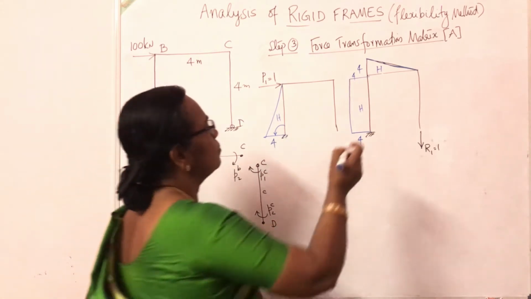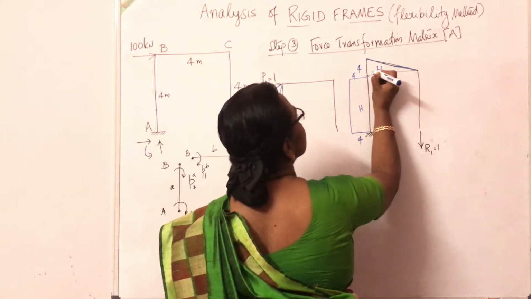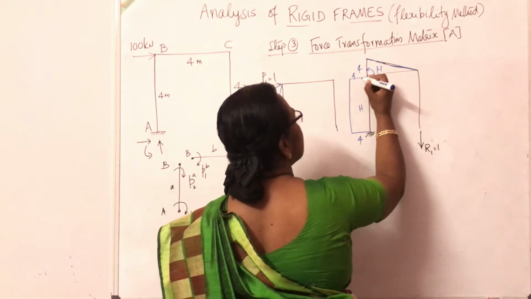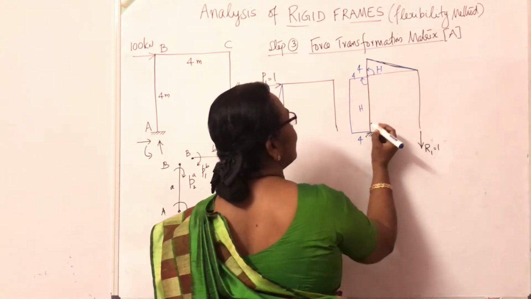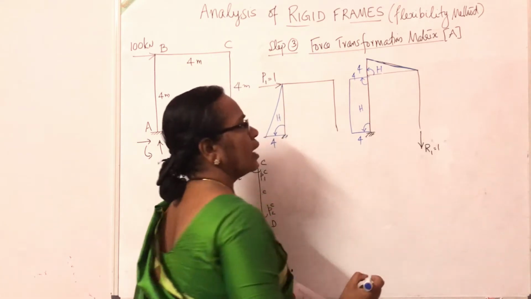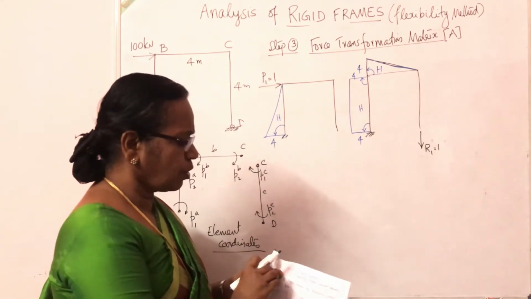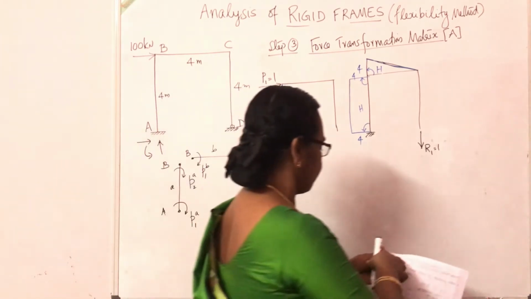Let us mark the sign. Here it is 0 from the base to the ordinate. Anti-clockwise from the base to the ordinate. Clockwise, anti-clockwise. Next we draw the diagram for R2 is equal to 1.